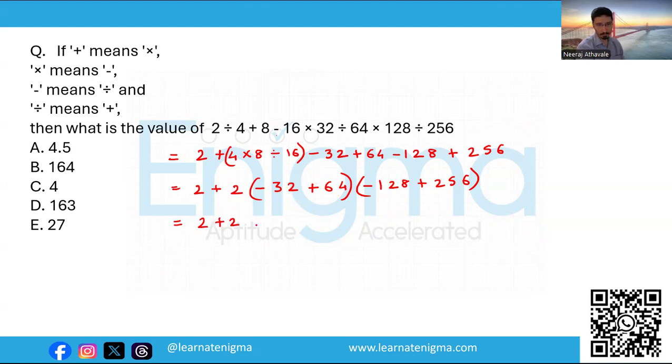So minus 32 plus 64, that gives us plus 32. And minus 128 plus 256, that gives us plus 128. Okay. So if we add all this, we will get the answer as 164. And therefore the answer is option B.